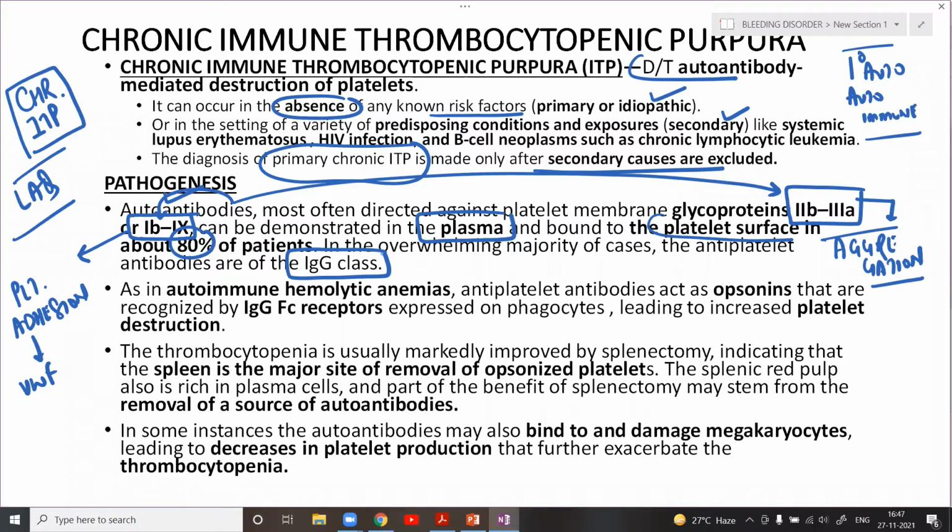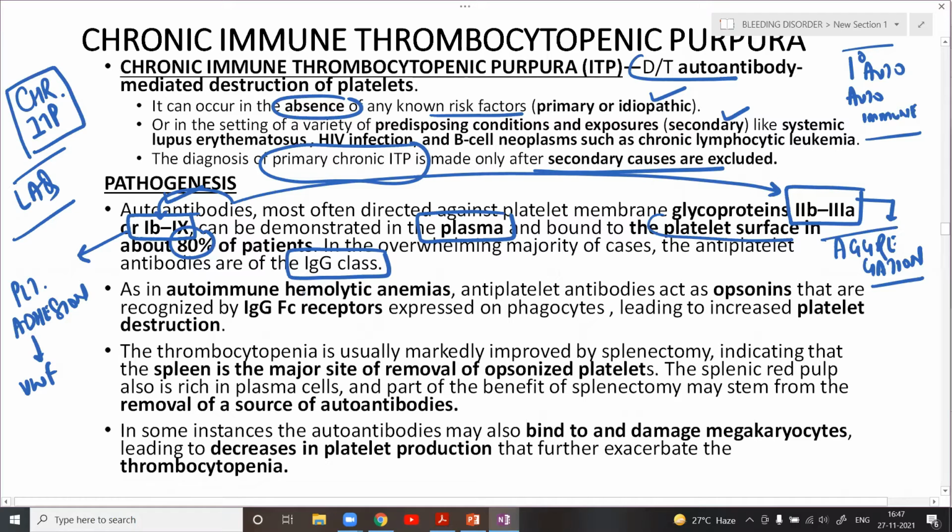Okay, so autoantibodies are directed against what? Against platelet membrane glycoproteins. Where are they found? In the plasma, and they can also be demonstrated attached to the platelet surface in 80% of the patients. What is the class? It is of IgG class.